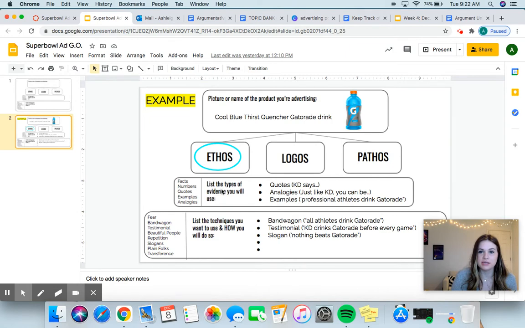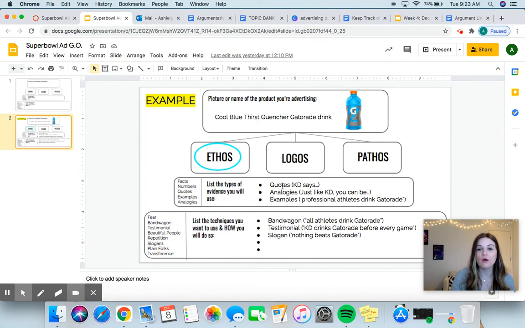And then the second category, you need to brainstorm and think about what types of evidence you could use in your advertisement and in your script, because this is a requirement in the rubric. So I've listed them here as a reminder. We have facts, numbers, quotes, examples, and analogies. So after I did some thinking, this is what I came up with. I'm listing which ones: I have quotes, analogies, and examples. And then in parentheses, I have a beginning idea of what I could do. It doesn't mean that I have to stick to this. It's not written in stone, but it's an idea.